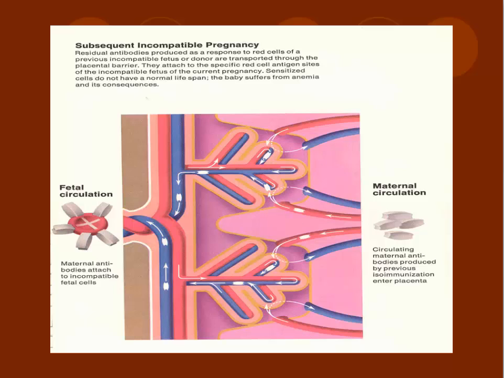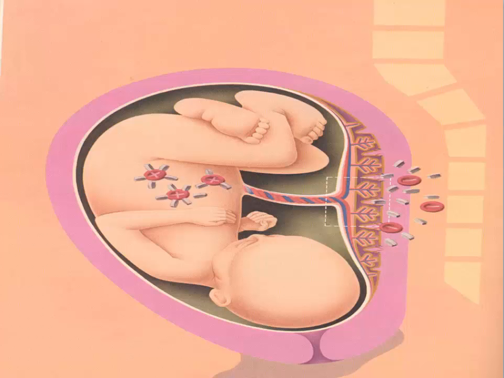IgG antibody can cross the placenta. If the second baby has a Rh positive blood type, the IgG antibodies will cross the placenta and attack the fetal red blood cells, which leads to their destruction. Here is a drawing of the second fetus. Mom has antibody in her system ready to cross the placenta and attack the fetus's red blood cells that contain the D antigen.